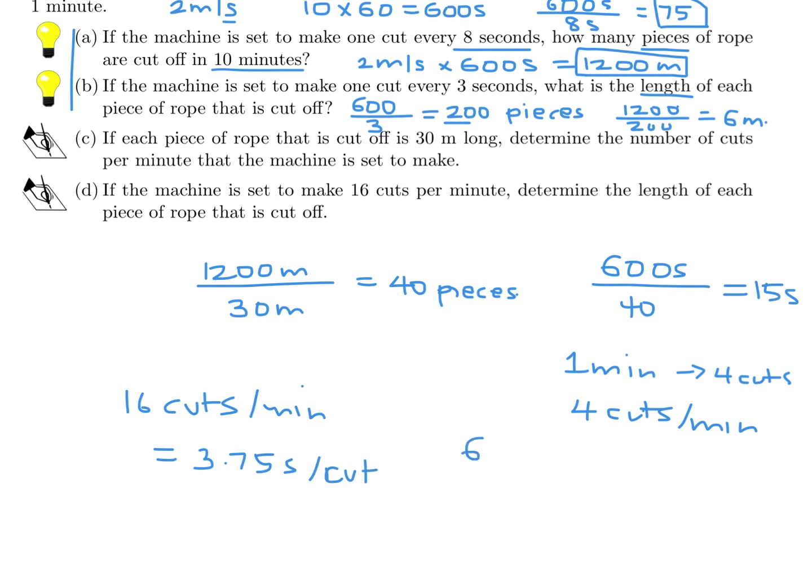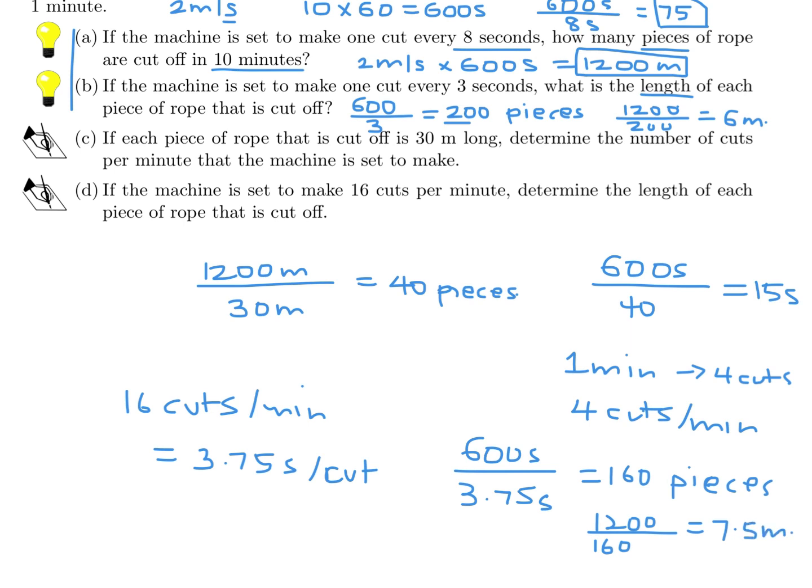And then we have 600 seconds, and then we have 3.75 seconds per cut. So that makes it 160 cuts, or 160 pieces. And then finally, you take the 1,200, which is the total length of the rope, and divide it by 160 pieces, and you get 7.5 meters is the length of each cut.